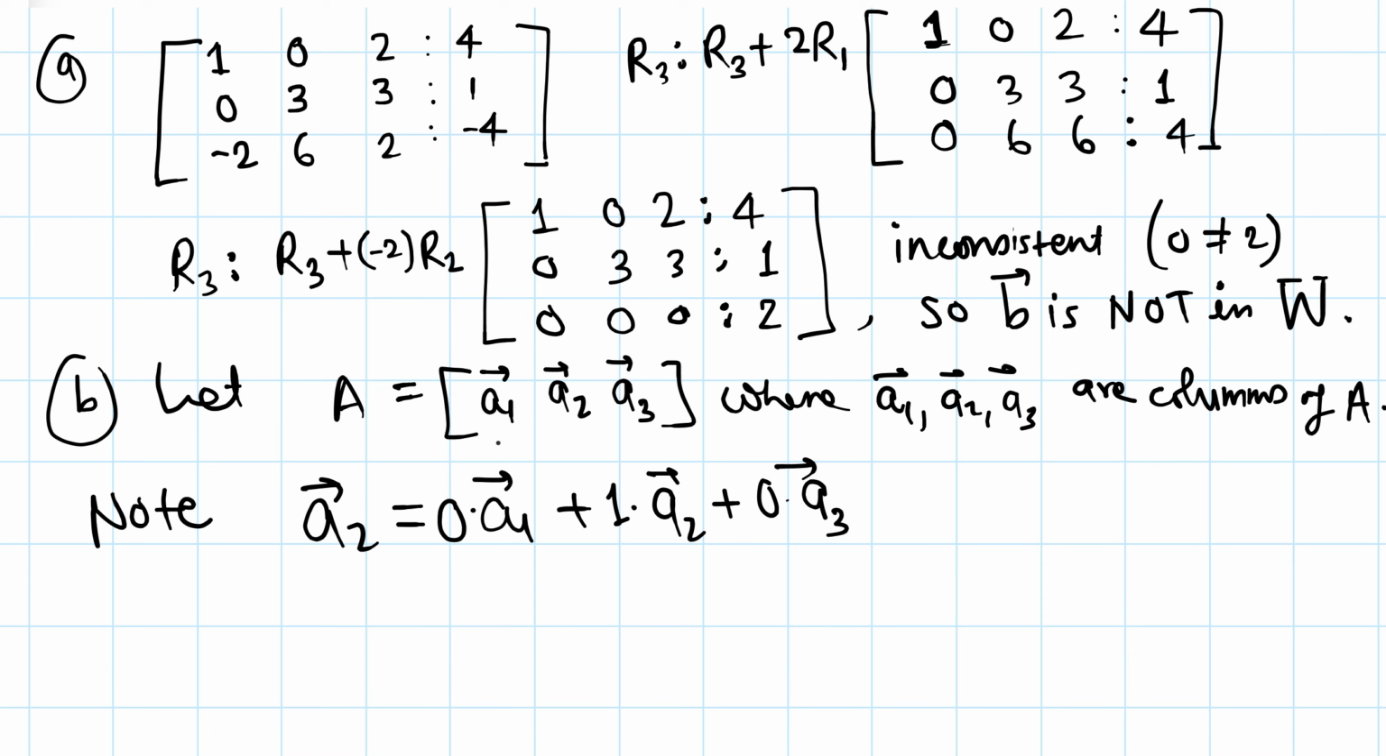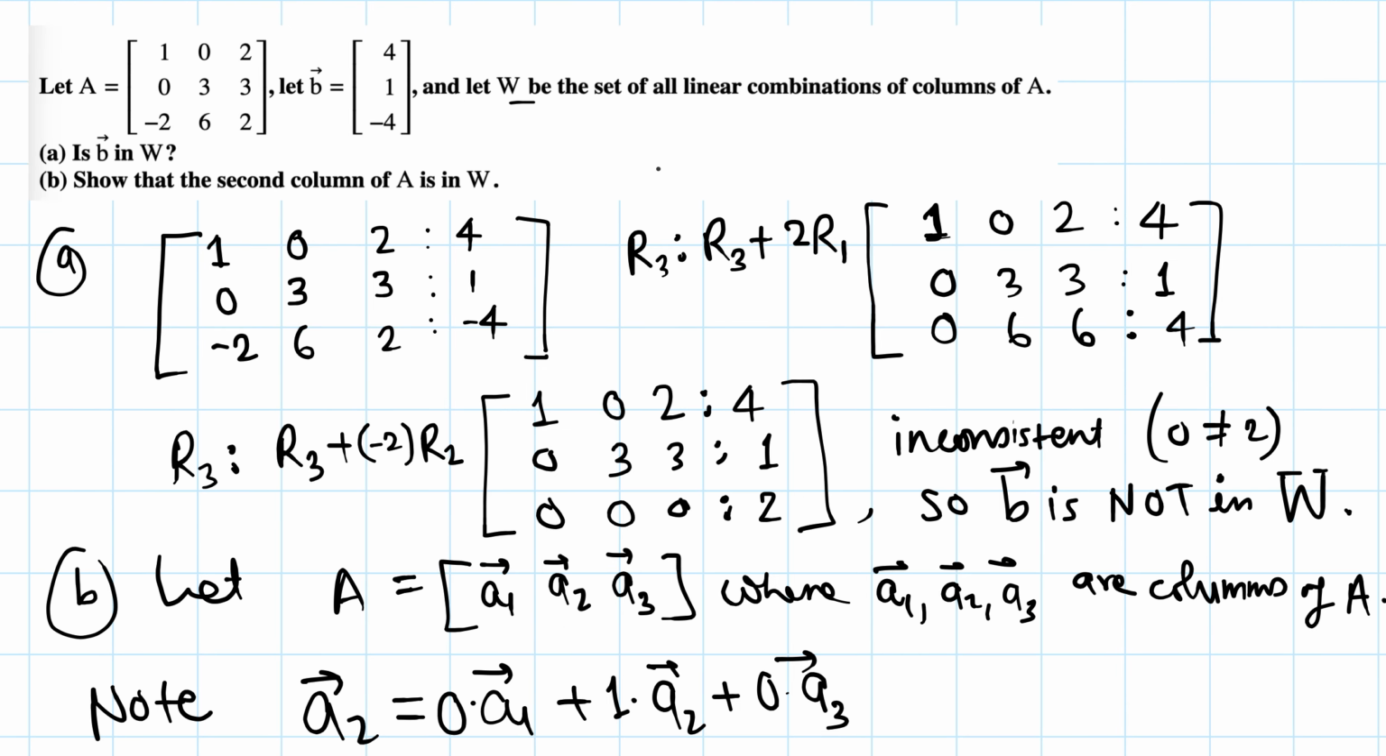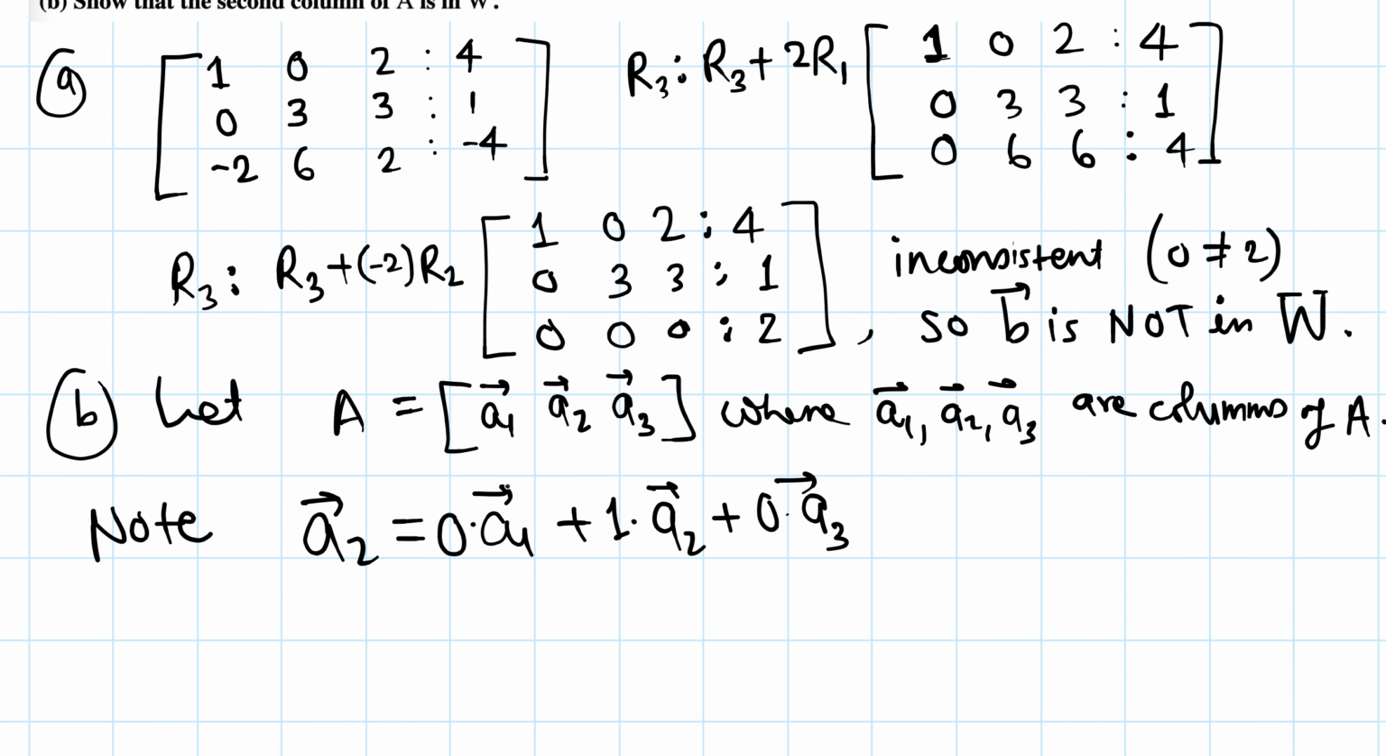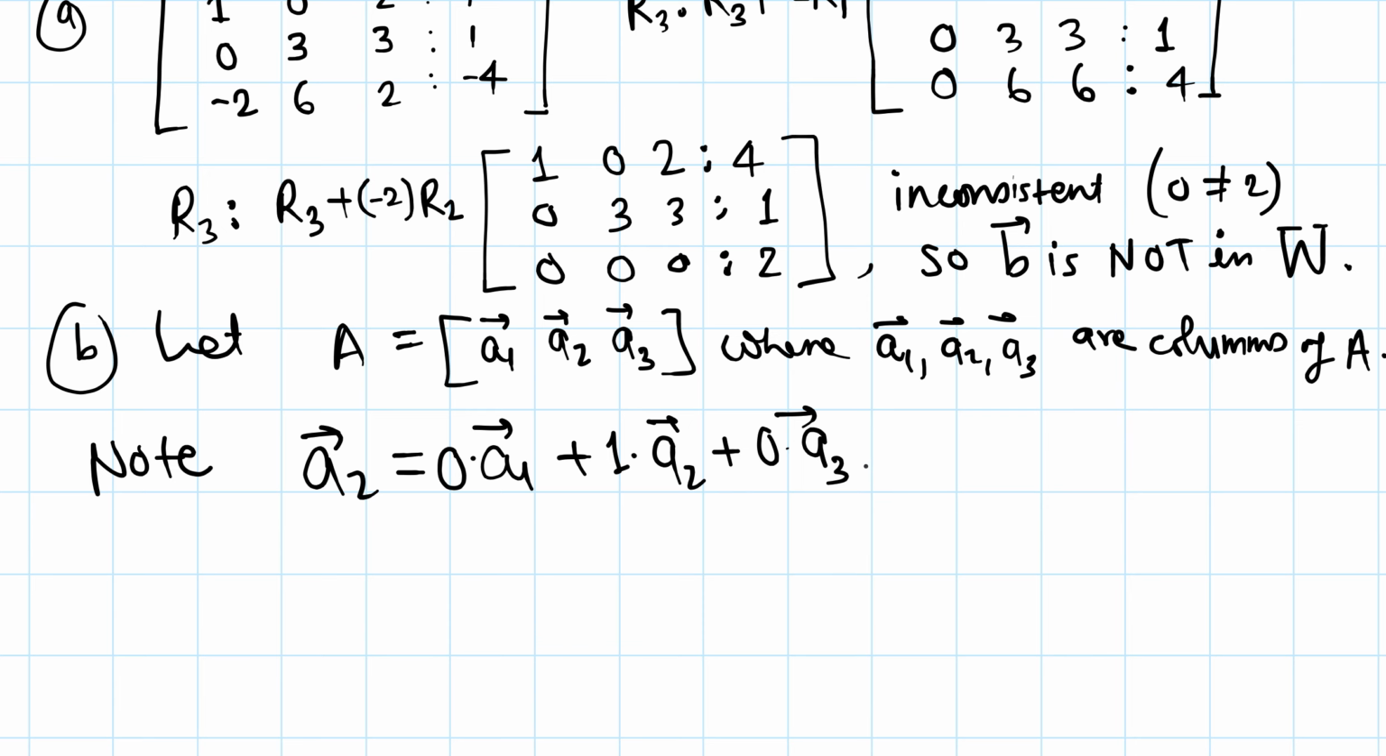In fact, any column is always in W, which is the set of linear combinations of all columns. So this is true, the second column A2 is in W. Same thing for A1: we would do 1 times A1 plus 0, 0. Okay, final.